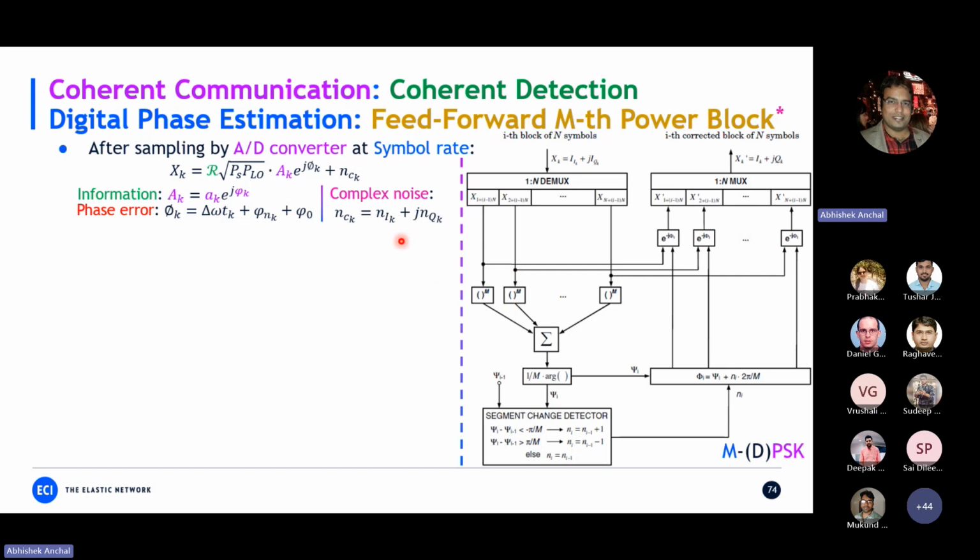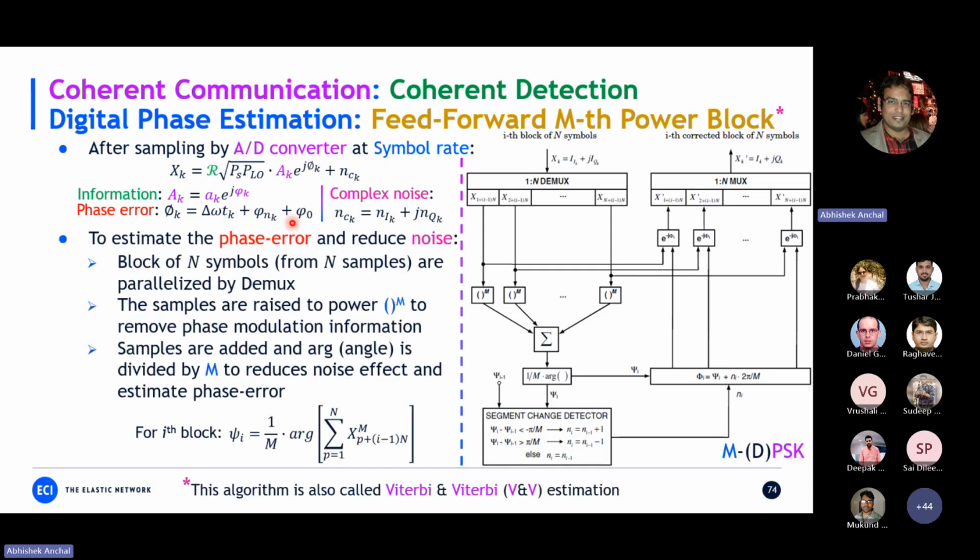Sorry, for QPSK it is 4, because you have 4 quadrants, and so on, and for 8-QAM it is again 8, something like that. I will show you later on. And why do we do that? Because when you go to the power of M, the phase information goes away, and what we are left with is M times Φk, M times the phase error. And so we finally get M times the phase error, and we divide by M.